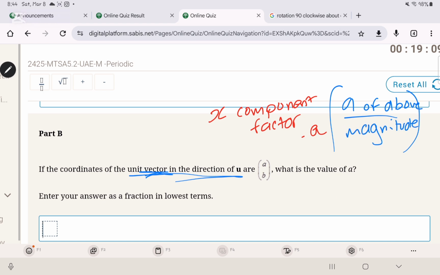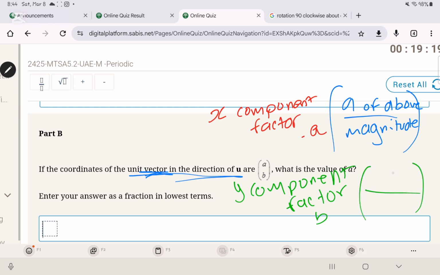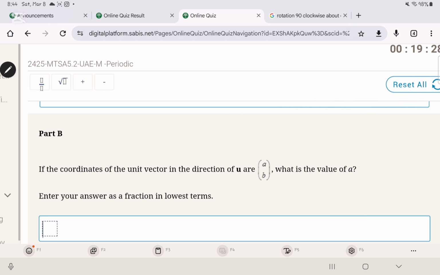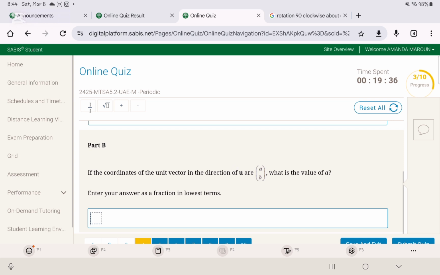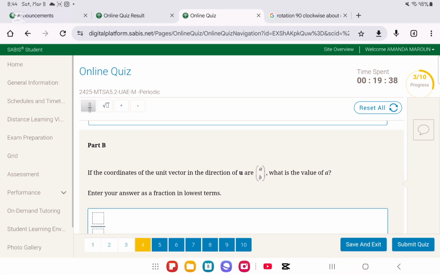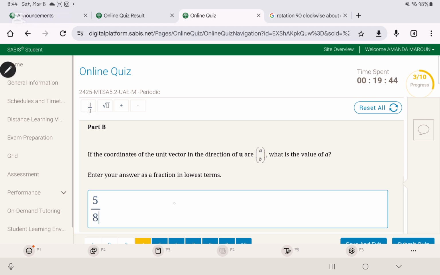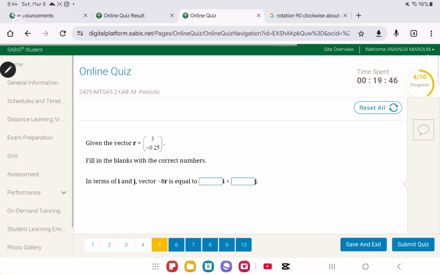Okay? Whereas if they ask you for the y component or the y factor or the value of b in the unit vector in the direction of u, it's going to be b over the magnitude. Very simply, this is what they mean. So in this case, they need a, so we're going to take the a, which is 10, and put it over the magnitude, which is 16. Put it on your calculator and you will get the simplified version, which is 5 over 8. Okay, we move on to question number 5.